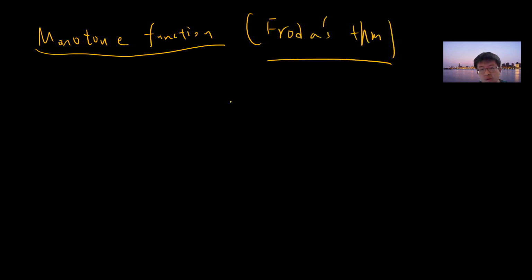We finish the continuous section for the advanced analysis. Basically, I want to prove Froda's theorem. Froda's theorem says that the number of discontinuity points for a monotone function is at most countable. So our goal is to give the definition of a monotone function and finish the proof of Froda's theorem.